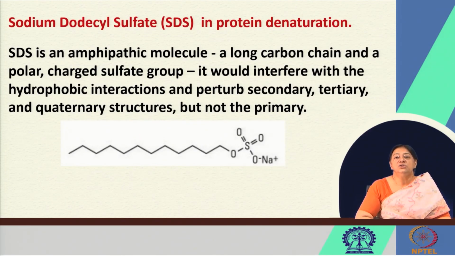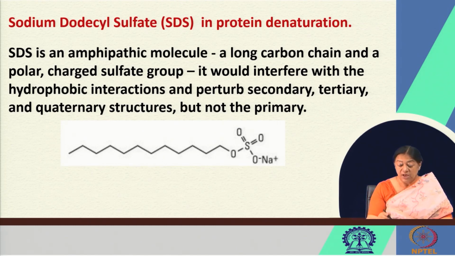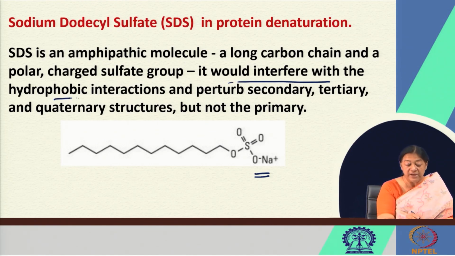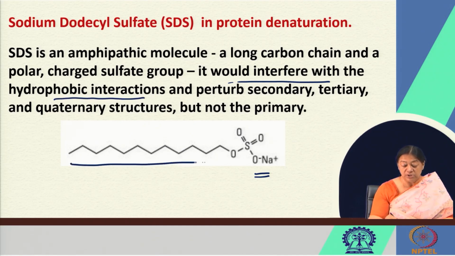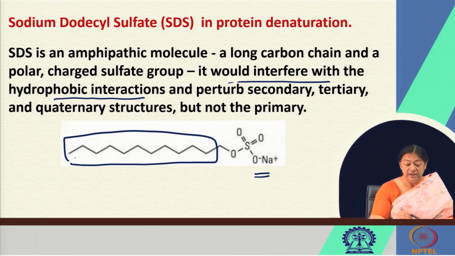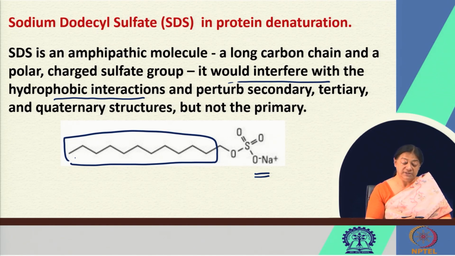A detergent called sodium dodecyl sulfate, SDS, is commonly used in protein denaturation. This is the structure. It is an amphipathic molecule, a long carbon chain with a polar charged sulfate group. In its formation it would interfere with the hydrophobic interactions because of its long hydrophobic tail, and it can perturb the secondary, tertiary and quaternary structures, but not the primary.